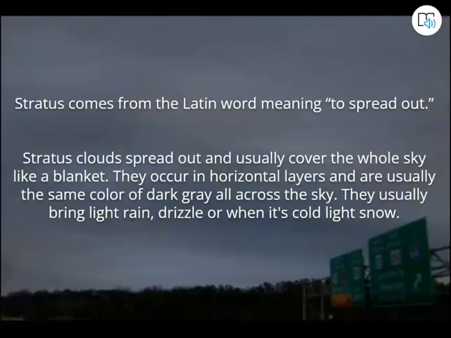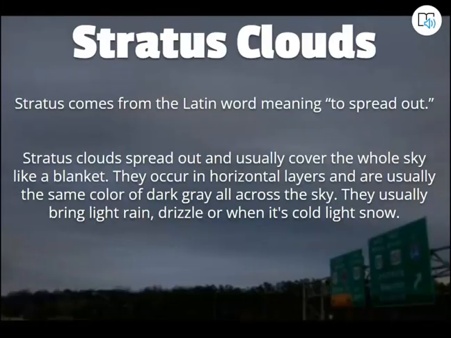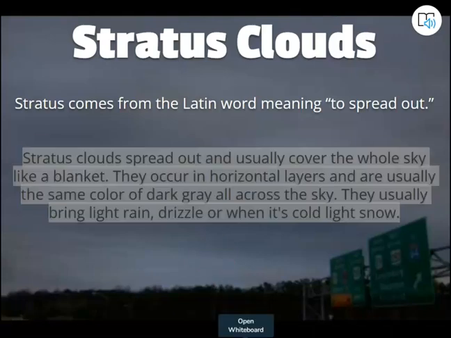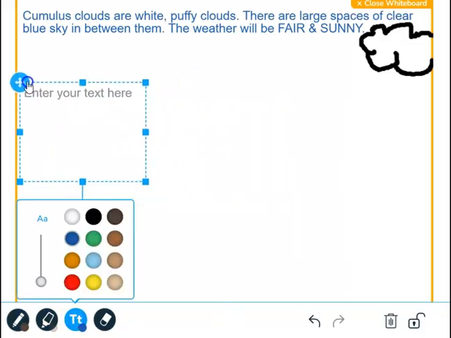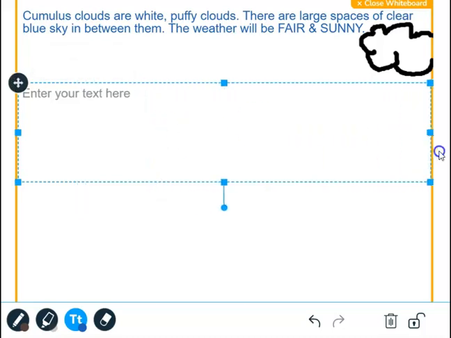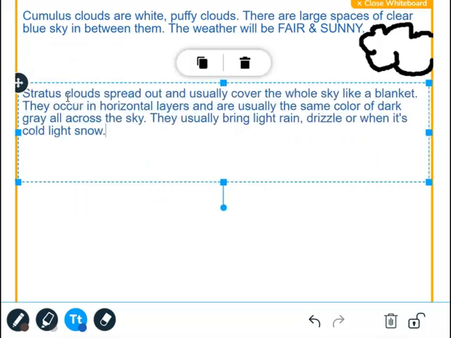So stratus clouds. As we look in here, I do not need you to know that stratus comes from the Latin meaning to spread out, although they do spread out over the entire sky. They cover the whole sky. We're going to take these notes. I don't want to write every word on here, so we are not going to. We're going to learn how to pare this down into just what we need.